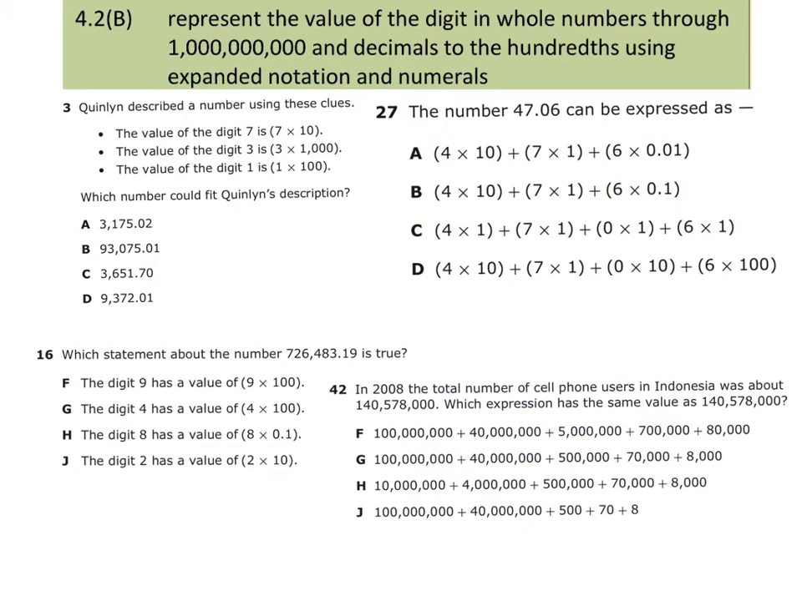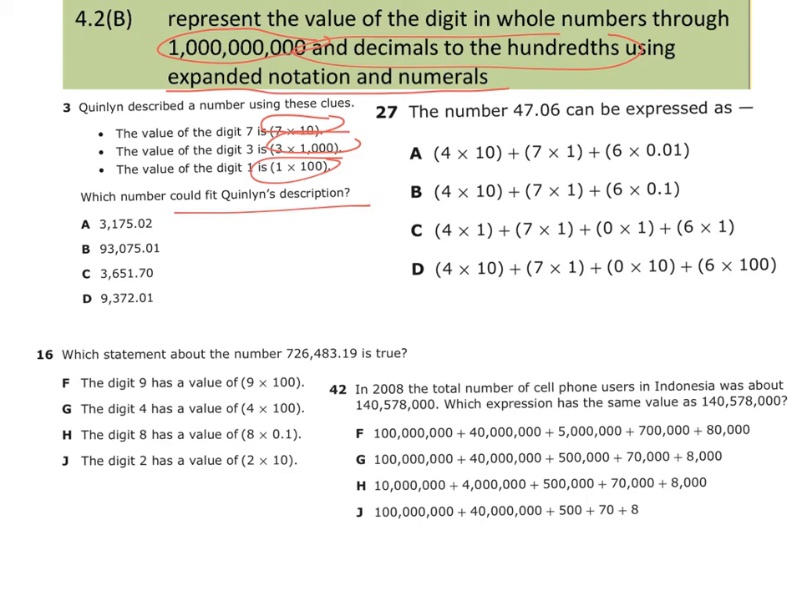In fourth grade, again, represent the value of a digit in whole numbers through 1 billion and decimals to the hundredths using expanded notation and numerals. So this is where the students see this as expanded notation, and they have to realize which could fit Quinn's description. This is from the 2017 release STAAR.